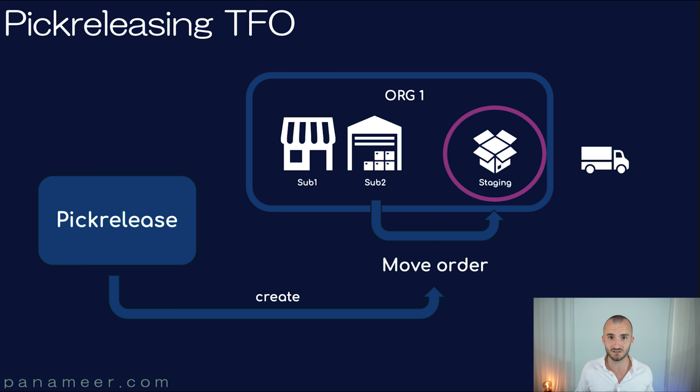In most organizations, that's actually a physical area, a physical sub-inventory where the trucks are coming in and I'm loading the trucks and I'm sending them away. For transfer orders, it's therefore needed that we have at least a logical sub-inventory for staging purposes.